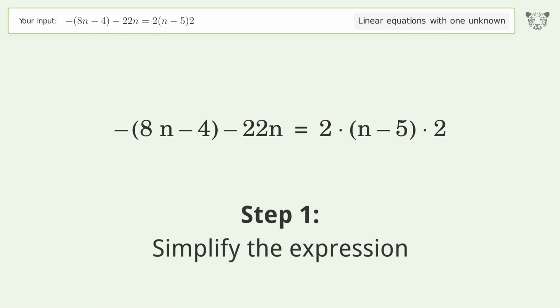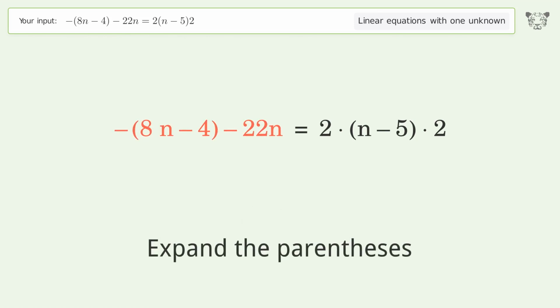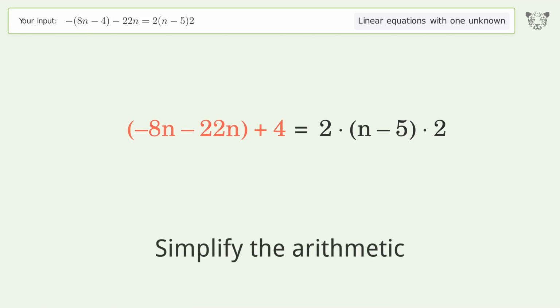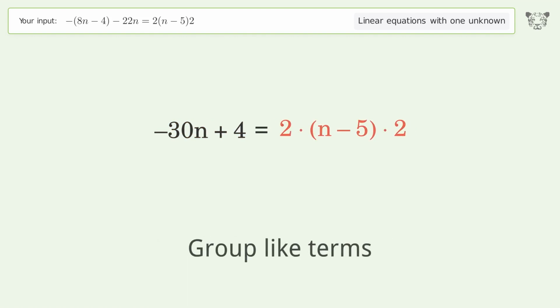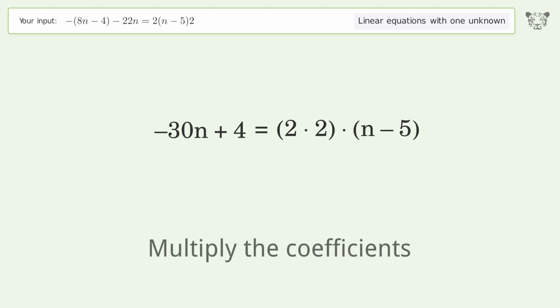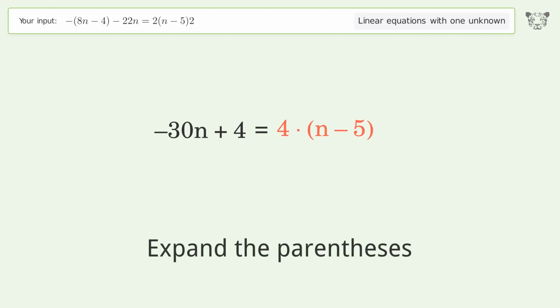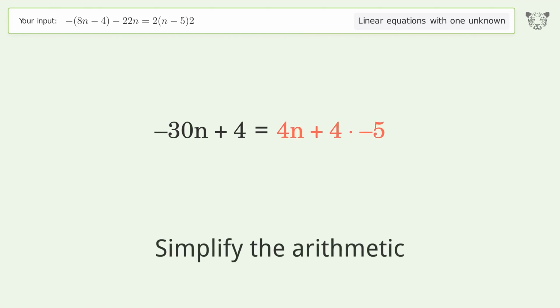Simplify the expression. Expand the parentheses. Group like terms. Simplify the arithmetic. Group like terms. Multiply the coefficients. Expand the parentheses. Simplify the arithmetic.